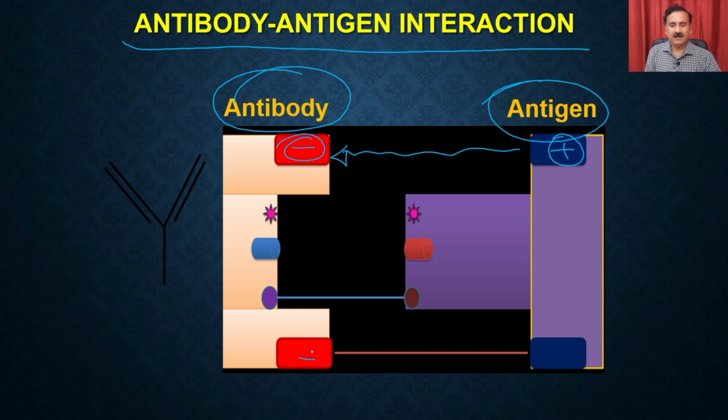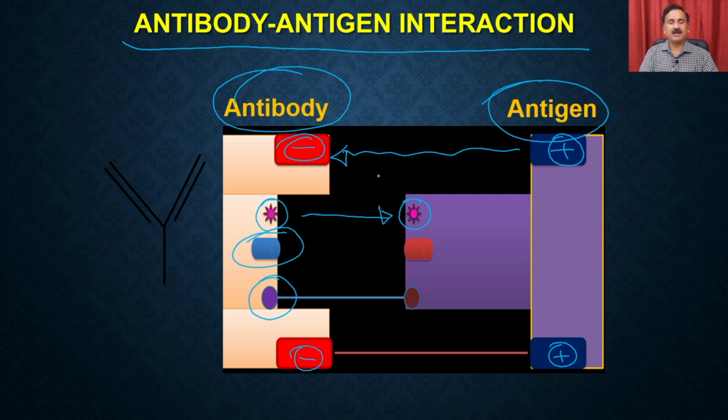Similarly, you can have negative charges here, which are going to have positive charges on this. Similarly, you can have hydrophobic interactions, where hydrophobic groups on the antibody interact with hydrophobic groups on the antigen. Similarly, you can have salt bridge interactions, hydrogen bonding, and van der Waals interactions. Because of these interactions, the antibody and antigen form a very tight complex, and that's how they can be utilized for developing different types of assays and different types of reactions.